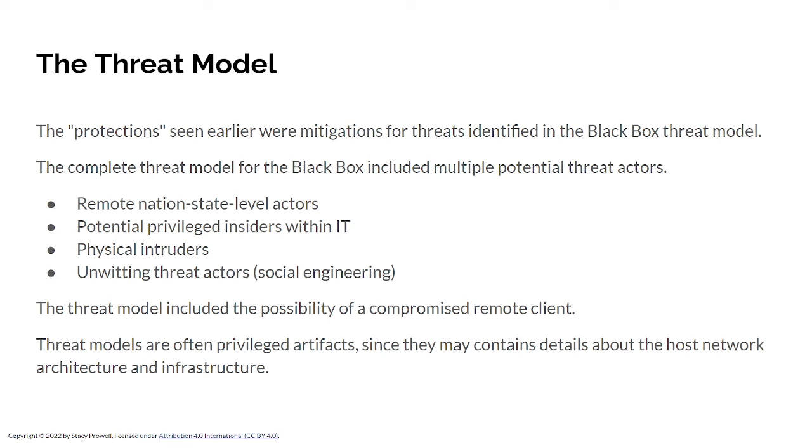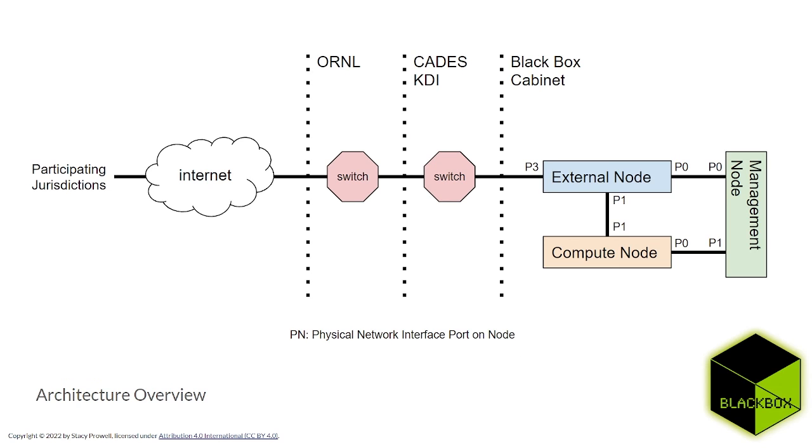Threat models are often privileged artifacts since they reveal information about the network, in this case about Oak Ridge's network and the KDI infrastructure and so on, and so we can't take a look at that. But we can take a look at some of the pieces that might go into that. So early on I told you to draw a picture and show the information flows, and your picture might look something like this, right?